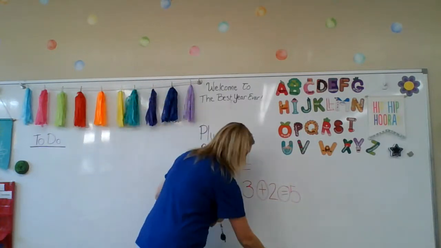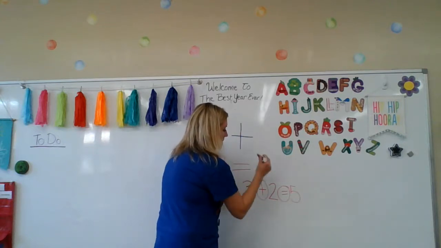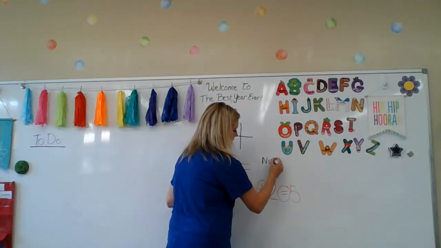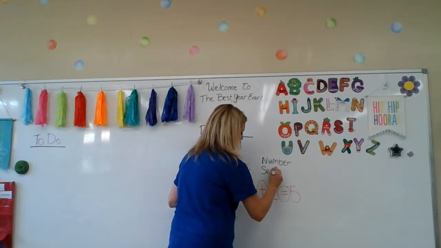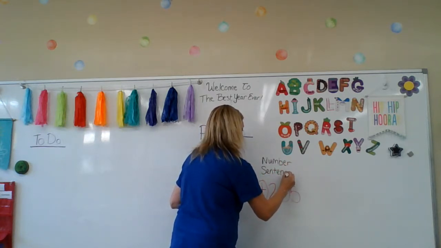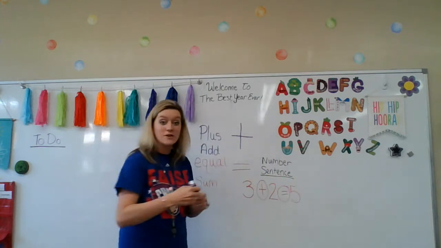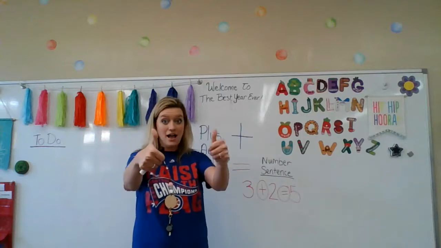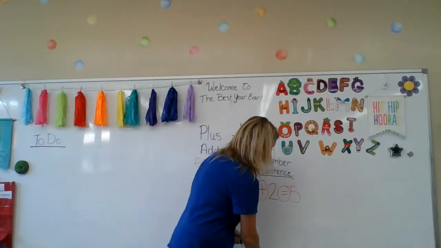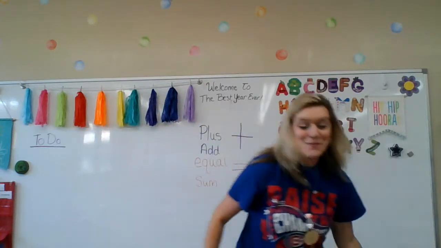I'm going to write that word down. Our number sentence. Our number sentence shows how when we add things together, we use our plus sign and our equal sign. Sound good? Okay. I'm going to move you over.